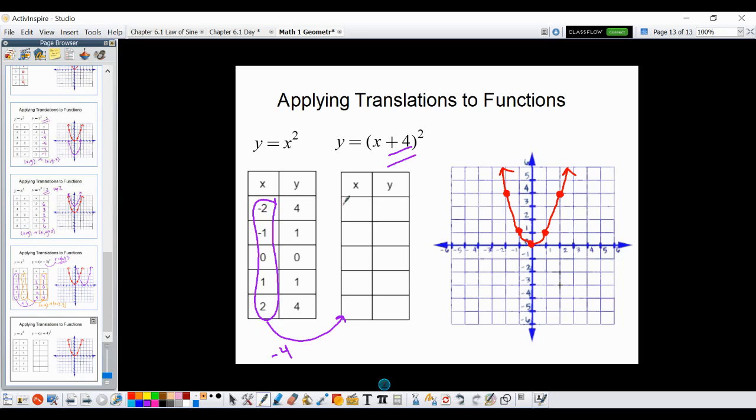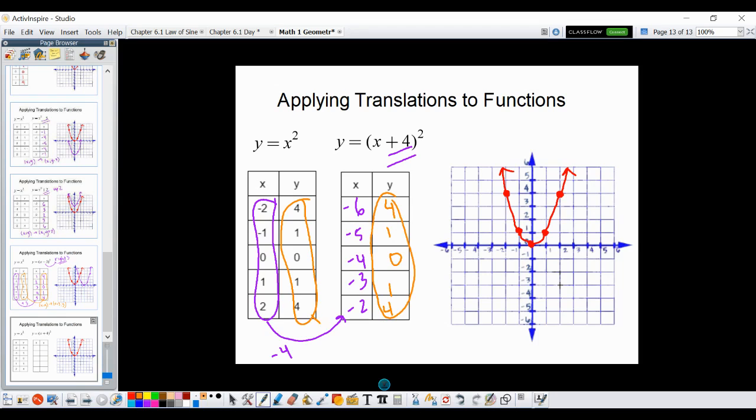So -2 minus 4 is -6. -1 minus 4 is -5. 0 minus 4 is -4, -3, -2. Now, what we're going to do is we're going to plug in these x values into this equation and see the y values that we will produce. All right, -6 plus 4 is -2, which was this original x value. And -2 squared is 4. -5 plus 4 is -1, which is this original x value, squared is 1. So we're going to actually end up with the same y values again.